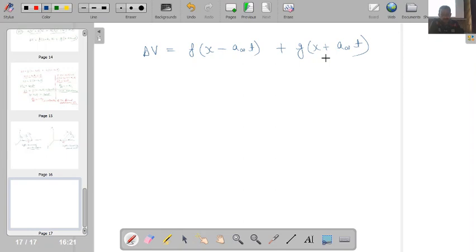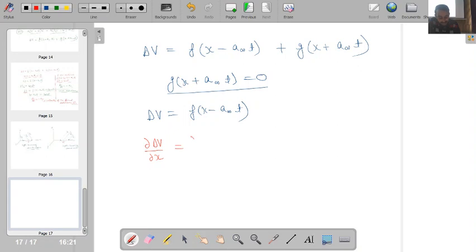Okay, now if I once again consider that g of x plus a infinity t is equal to 0, corresponding to that my delta v will be equal to a function of x minus a infinity t. Now if I calculate del by del x of delta v, that will become del by del of x minus a infinity t of the function f, because f is a function of x minus a infinity t. So first I have to differentiate it with the same quantity, and then del by del x of x minus a infinity t. So from here you will get that del by del x of delta v is nothing but equal to f dash into 1.